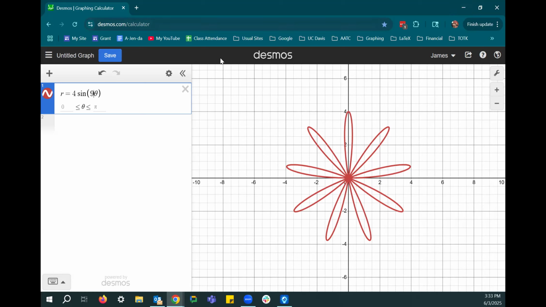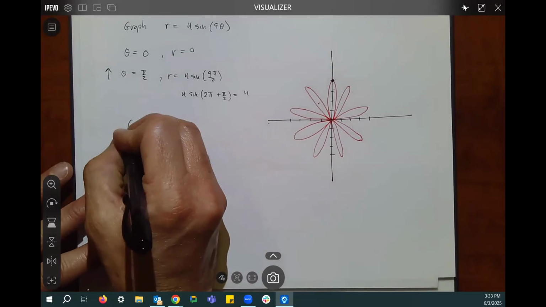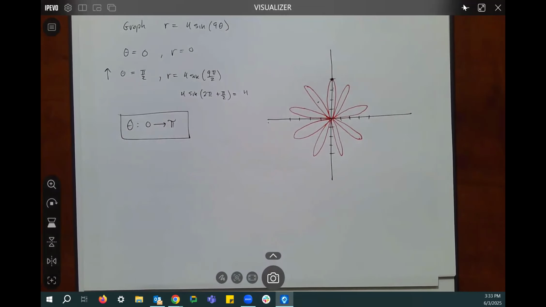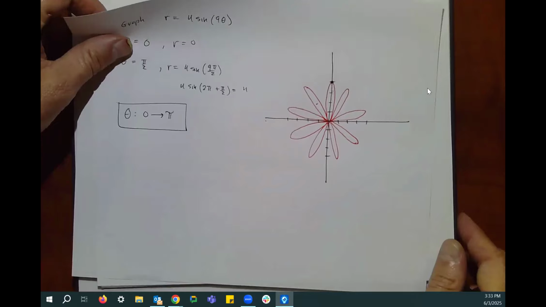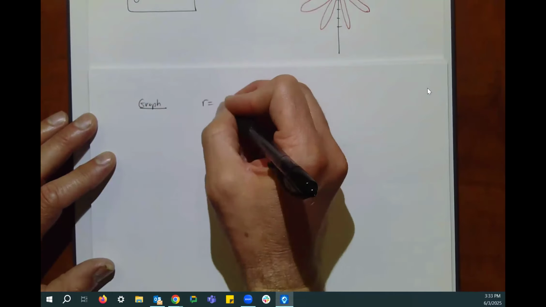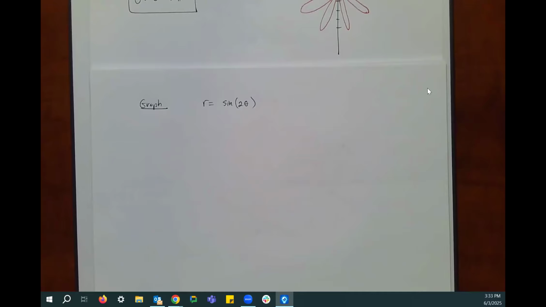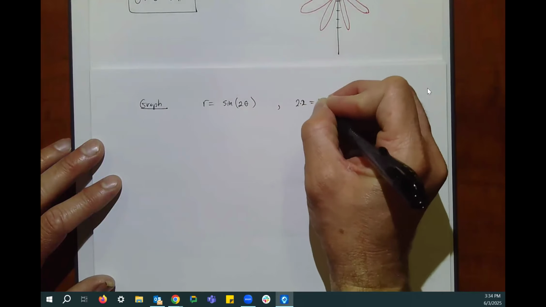On the other hand, one thing I will note for the odd petaled roses is your domain is theta going from 0 to pi, which is kind of interesting, that you get the whole thing from 0 to pi. Whereas with the even petaled roses, theta has to go from 0 to 2 pi. So if I wanted to graph, say, r equal to sine of 2 theta, I'm going to get 2 times 2 equal to 4 petals.